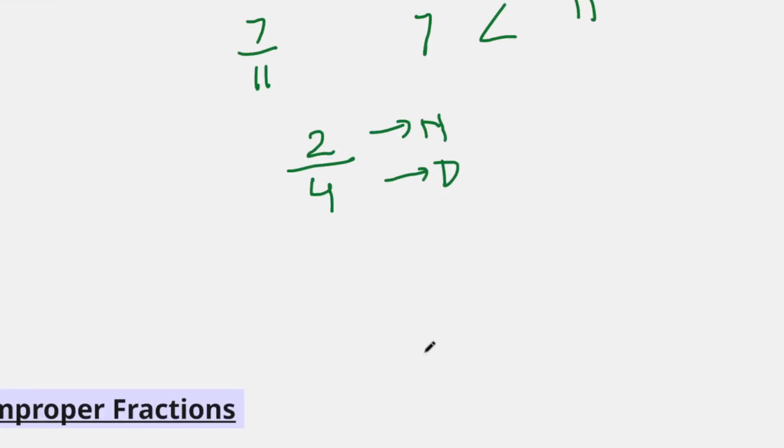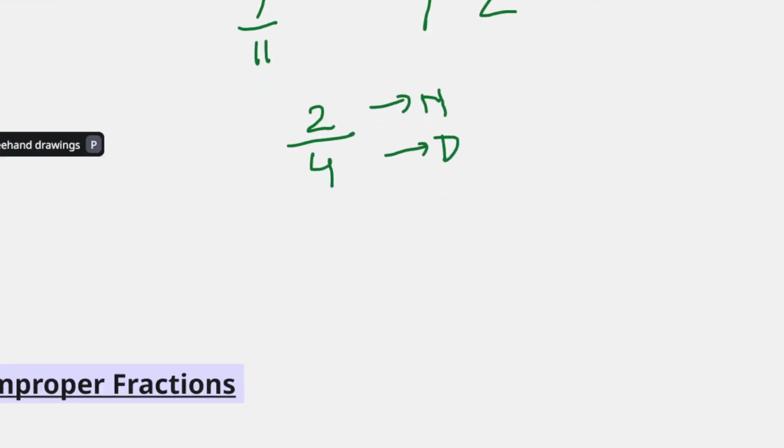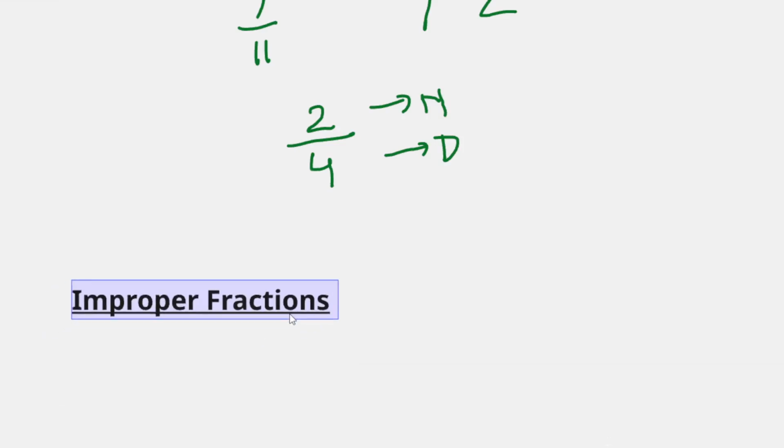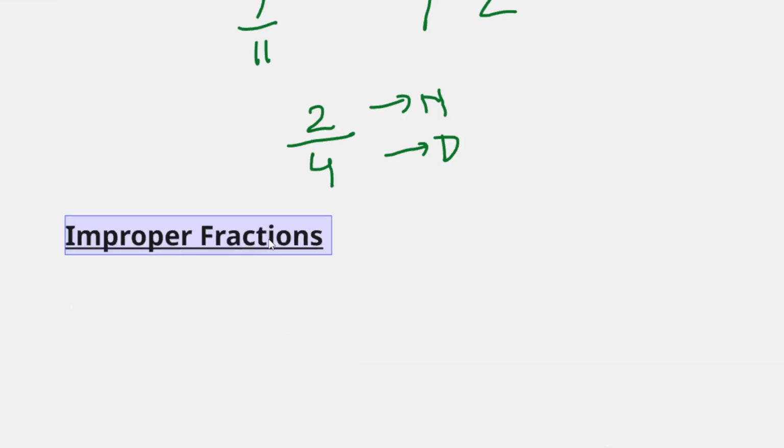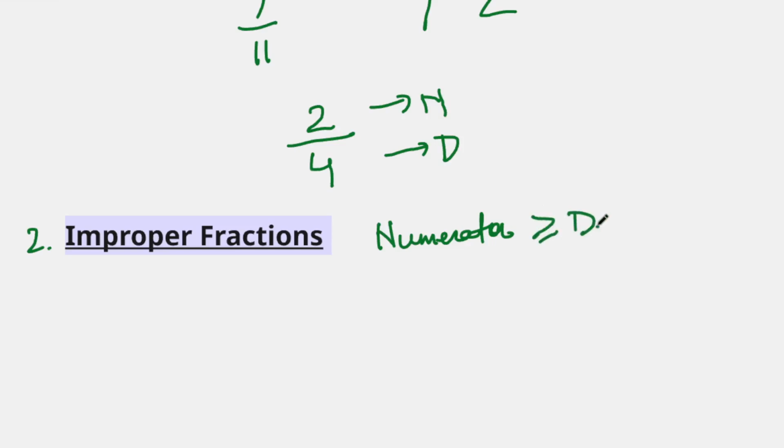Next we have improper fractions. Improper fractions are simply the opposite of proper fractions. Opposite means here you will have numerator bigger than the denominator. Wherever you see the numerator of a fraction is greater, or you can say equal to the denominator, then that fraction is an improper fraction.